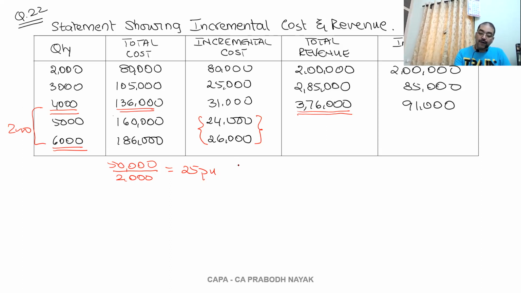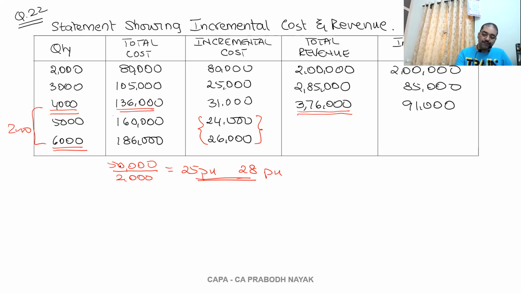But what is my offer price? Offer price is 28 rupees now. So definitely I can accept the export order because it will give me 3 rupees more than my cost. 3 into 2,000, that is 6,000 rupees additional profit will be there.